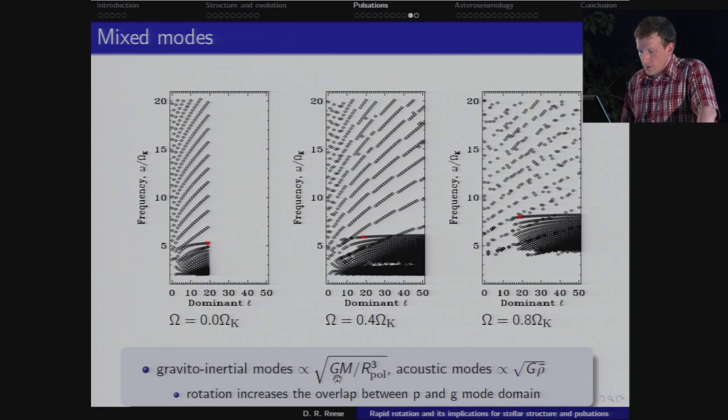And this is because gravito-inertial modes do not scale with the mean density, but more with the ratio m over the polar radius cubed, because these modes are more confined to the interior of the star, and so they're less affected by the centrifugal deformation. Whereas the acoustic modes scale more with the square root of the mean density. So because of this increased overlap, you'll have interactions between acoustic modes and gravito-inertial modes. And you have to remember that in the rotating case, you don't have to have the same degree to have avoided crossings between these modes. So they'll start mixing up and taking on a mixed character.